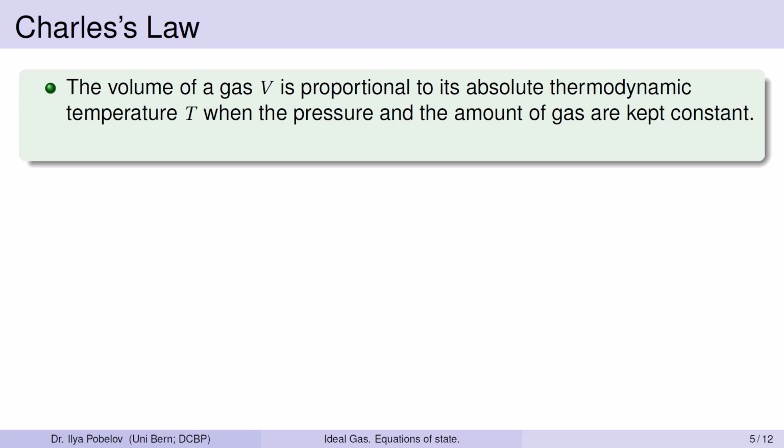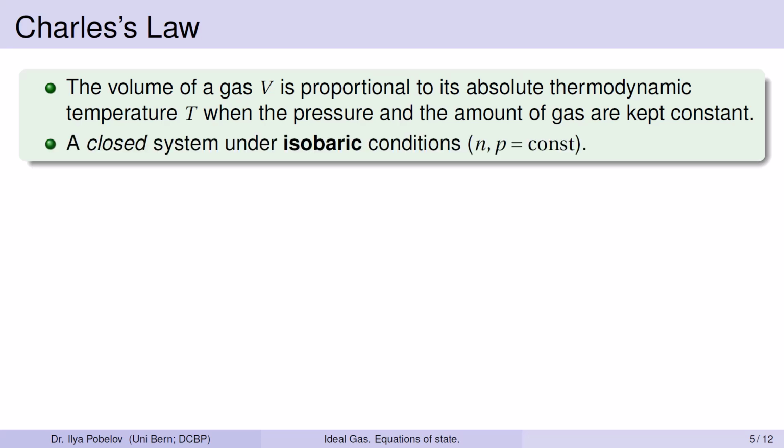Charles' law declares that the volume of a gas is directly proportional to its absolute thermodynamic temperature when both the pressure and the amount of the gas are held constant. These conditions refer to a closed system operating under isobaric conditions. N and P are constant.